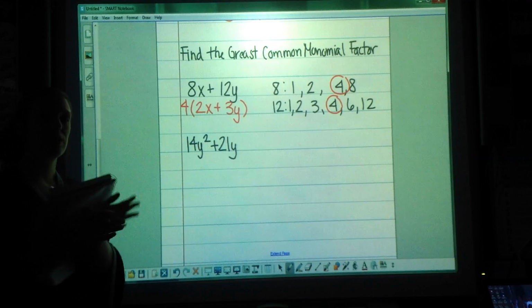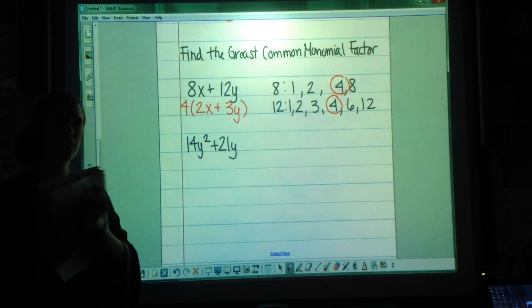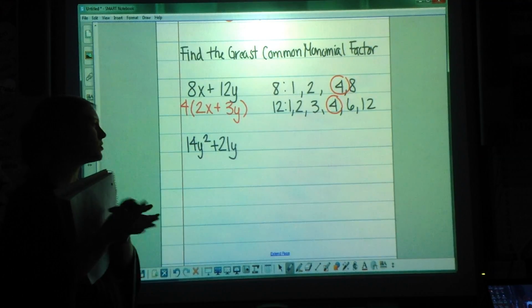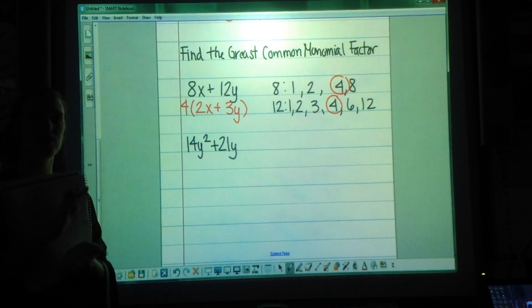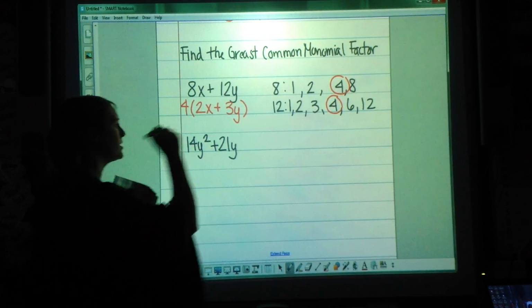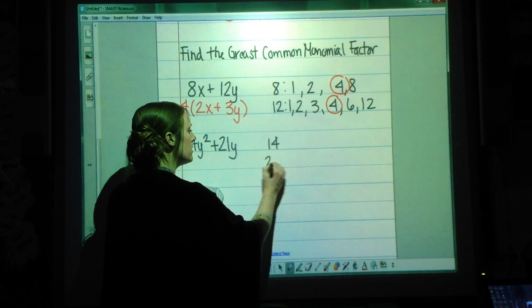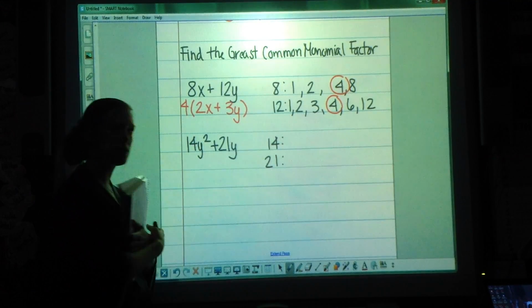You want to look at two things. You want to look at the coefficients, then you want to look at the variables. So again, it's kind of like reducing. What can you take out of 14 and 21? What do they have in common? If you can't see it, you can always set up a list to the right.